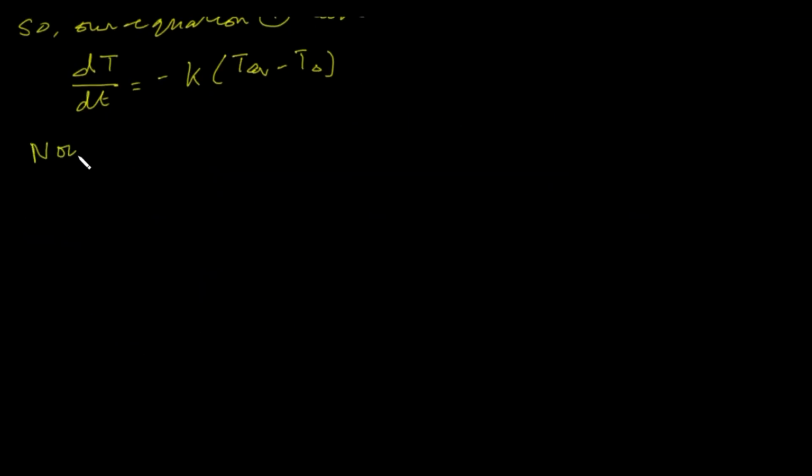Now putting the values, we get 10 by 5 equals minus k into 75 minus 20, and that makes 2 equal to minus 55k. We call this equation number 5.